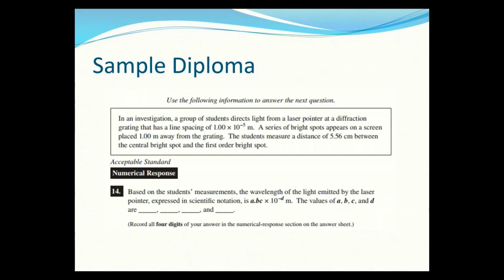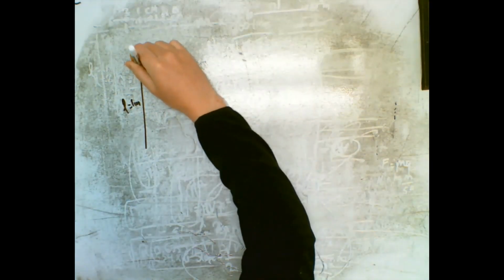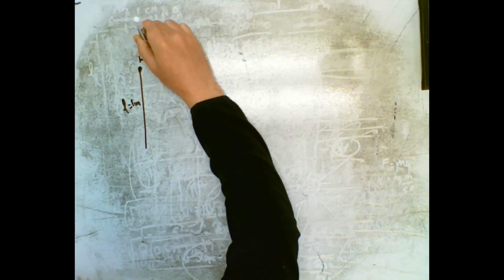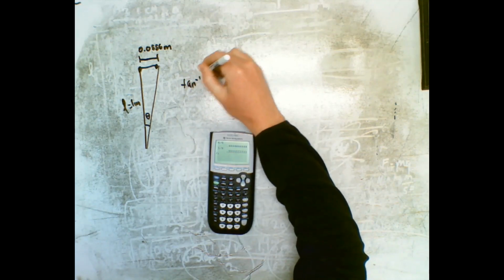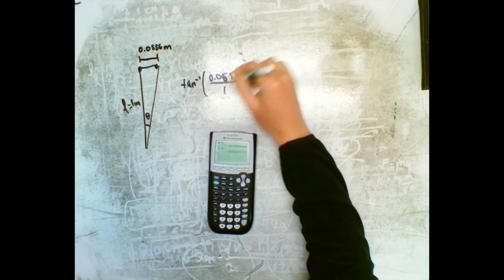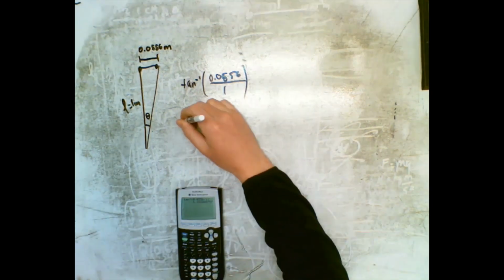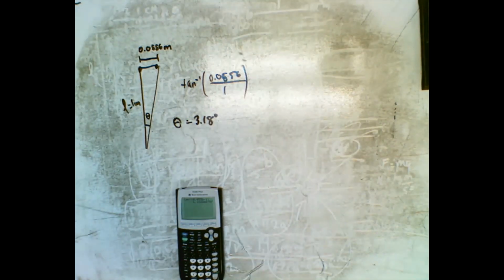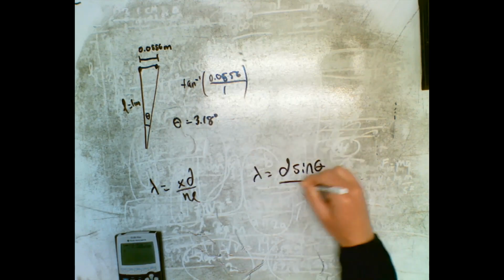The very first thing you have to do with any of these questions: this is our L, which is 1 meter, and the central bright spot to our first bright spot is 5.56 centimeters, so 0.0556 meters. You have to find your angle, or else you can't use the formula. So you take tan inverse of opposite over adjacent, and you get your angle to be 3.18 degrees. That means you can use any formula you want. You can use lambda equals xd over nL, or you can use lambda equals d sine theta over n.